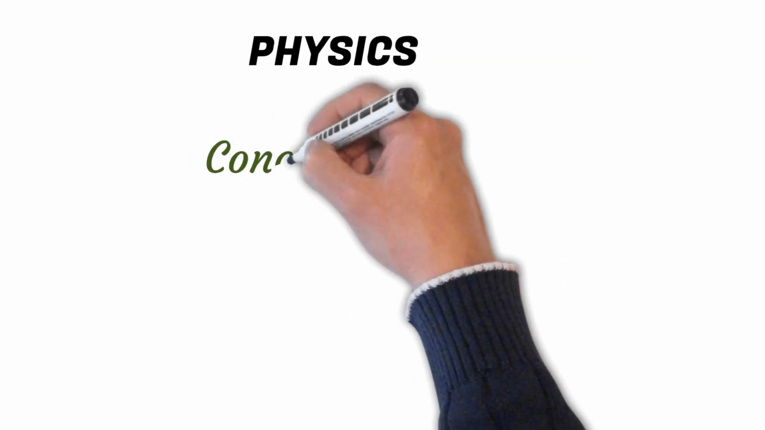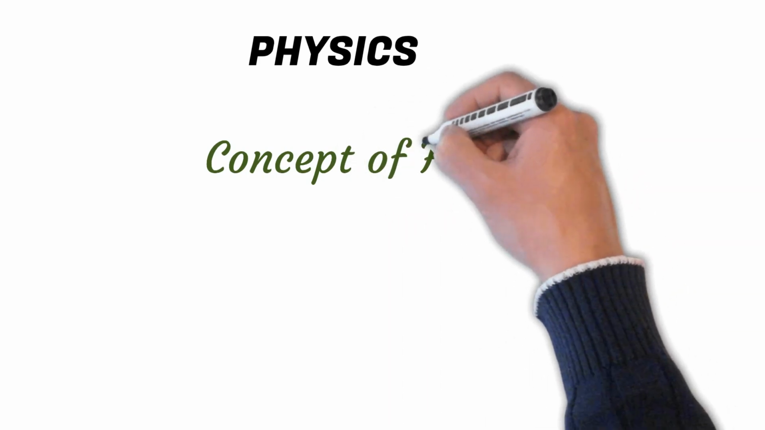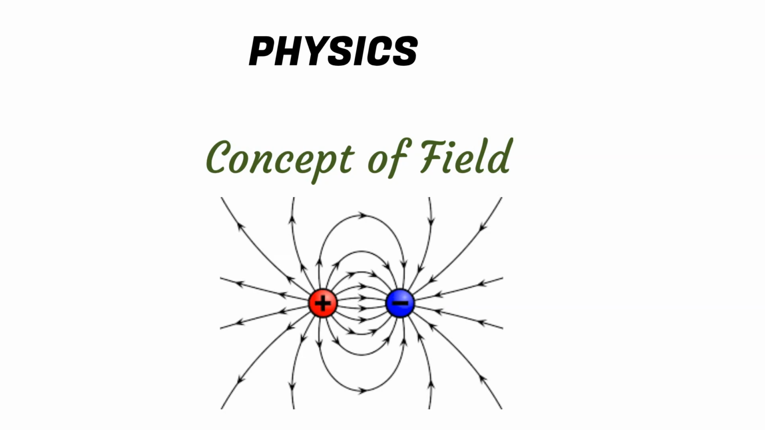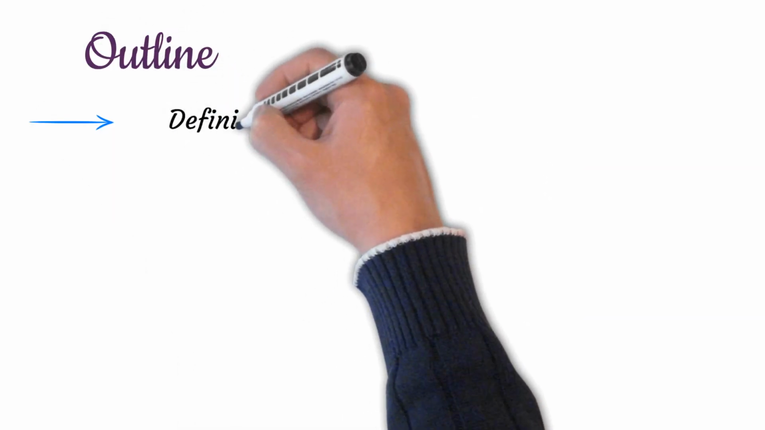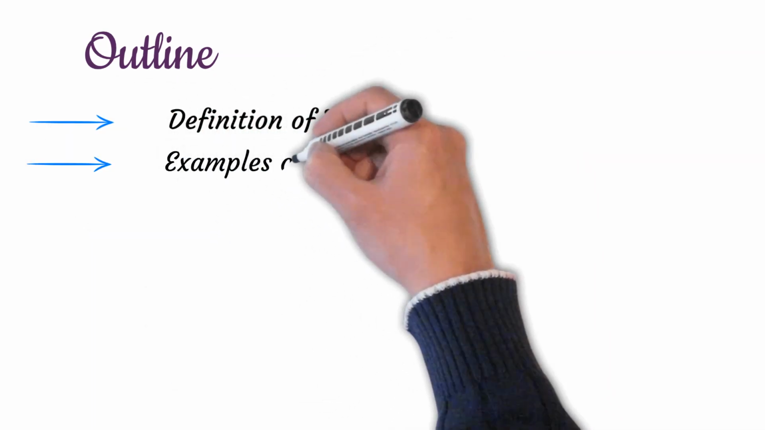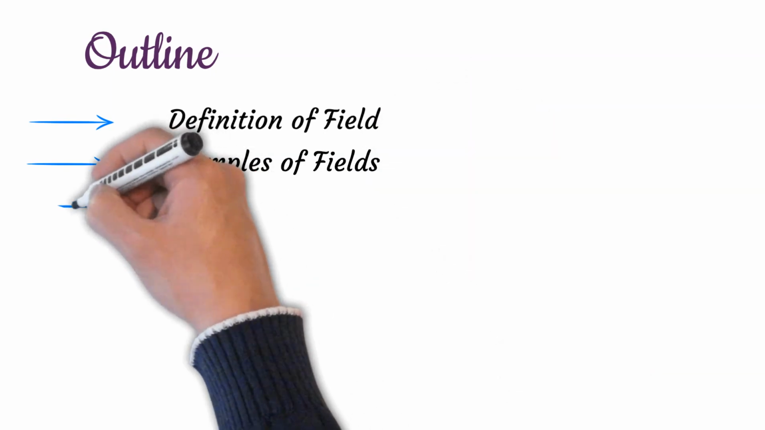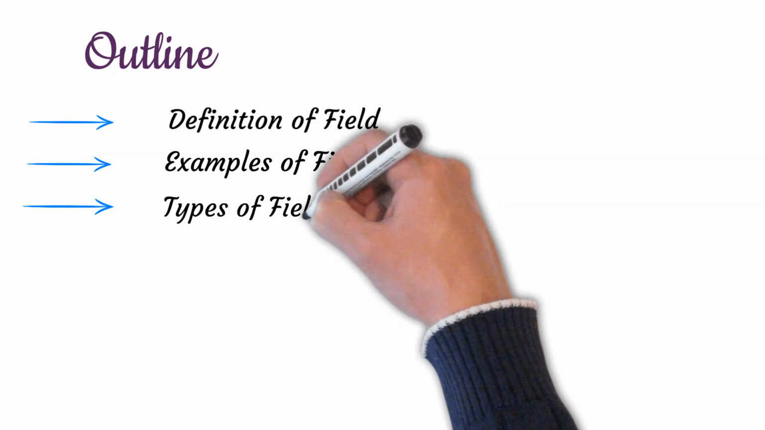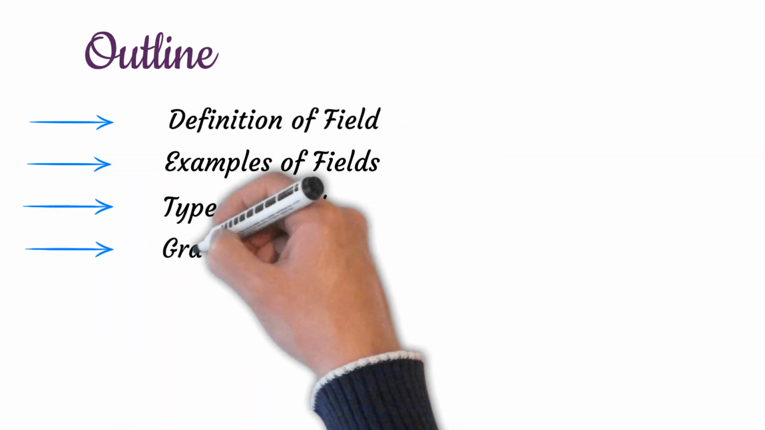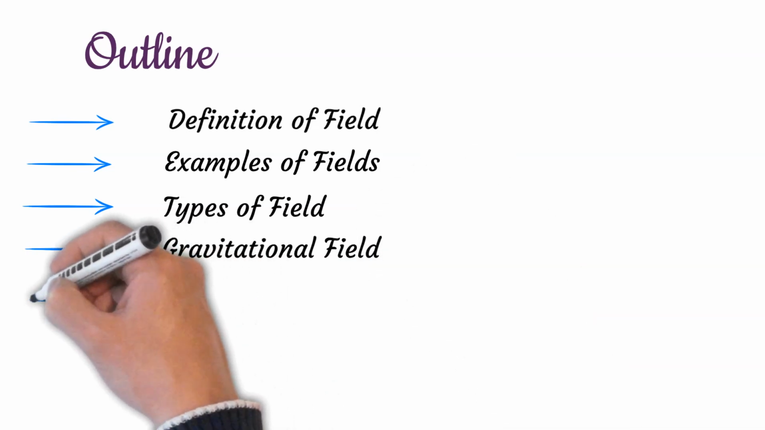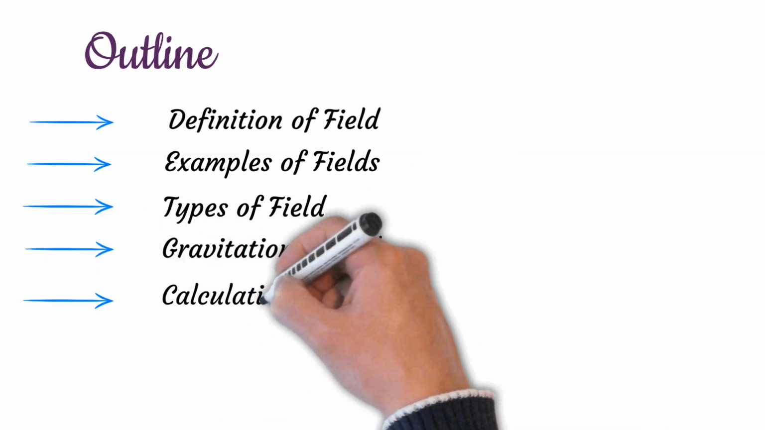Physics concept of fields. We look at the following outline: definition of field, examples of fields, types of field. Then we'll look at the gravitational field. Then finally, we'll look at calculations.